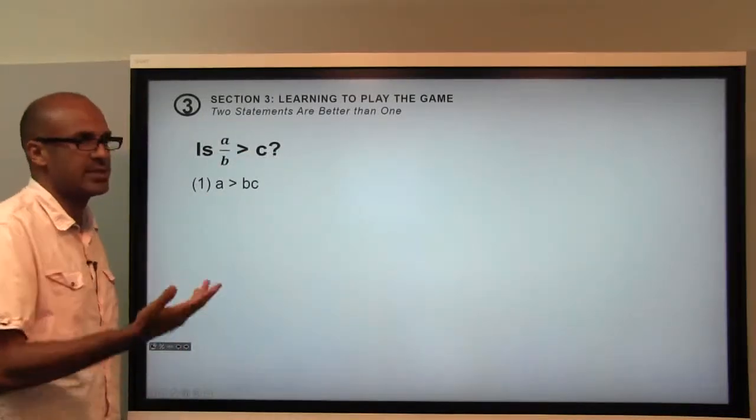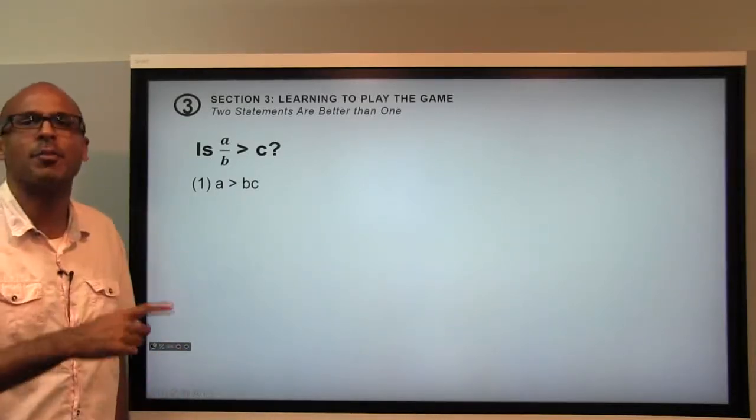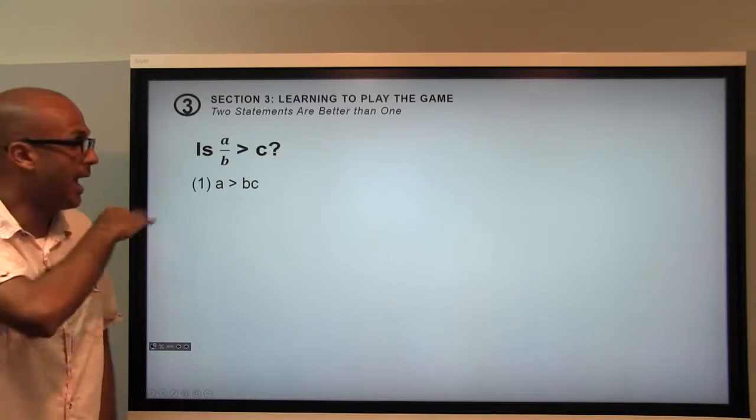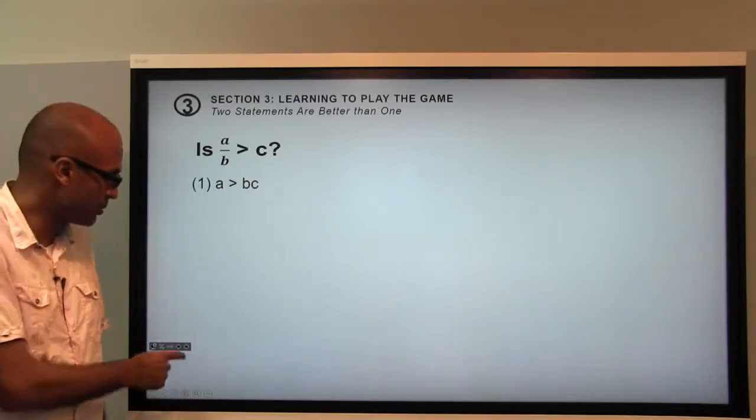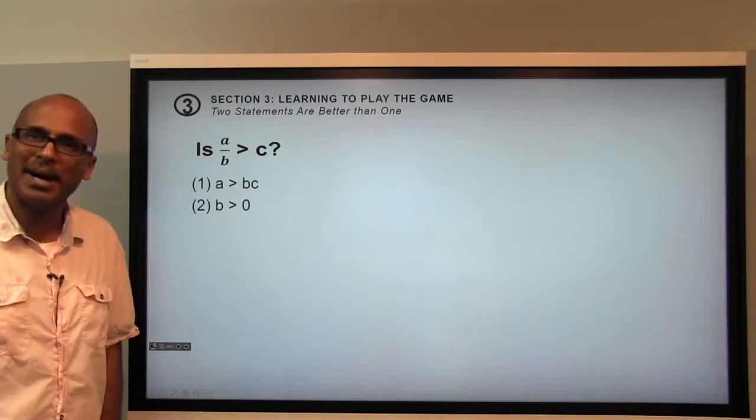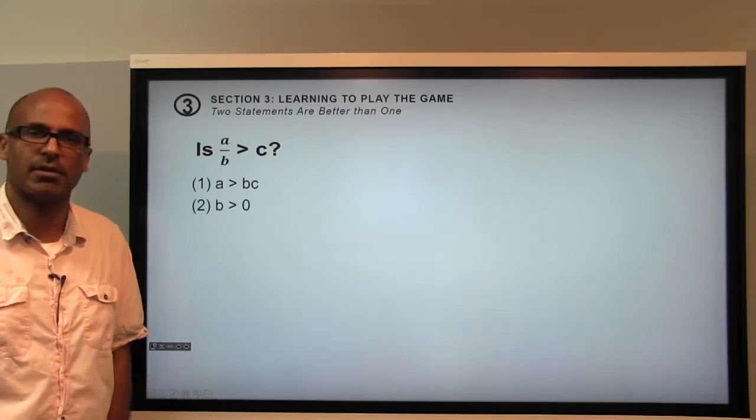So take a look at this example here. This is an easy one. We've seen iterations of this before. It says, is A over B greater than C? A is greater than BC. This ain't hard. Bring the B to the other side, and boom, super sufficient. But you'd never see that on test day, ever.